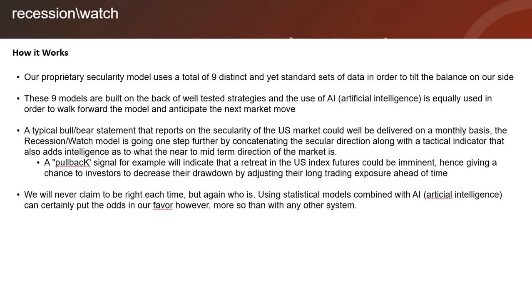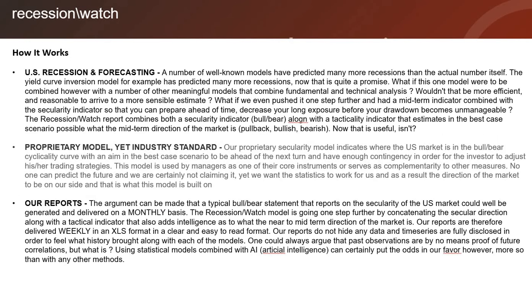So with that said, we will never claim to be right each time, but again, who is? Using statistical models combined with AI, artificial intelligence, can certainly put the odds in our favor, more so than with any others. So it is a forecasting system for US recessions. It is in fact an argument that a number of well-known models have predicted many more recessions than the actual number itself. The yield curve inversion model has predicted, for example, many more recessions.